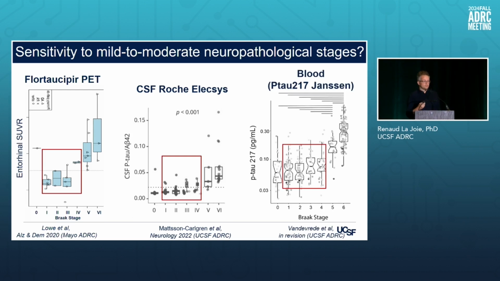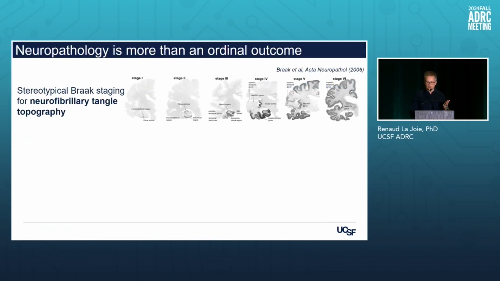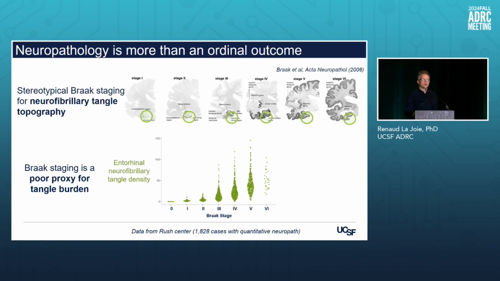Same with the emergent and very exciting blood-based biomarkers. This is p-tau217. And here you can also see that at high Braak stages, the biomarker values are very high, but intermediate stages is not really the case. And I think here, again, we need to think a little more about how we use the neuropathology. All these studies I showed are using Braak staging, which is this canonical description of the progression of tau in the brain. But Braak staging is really not a great metric of tau burden.